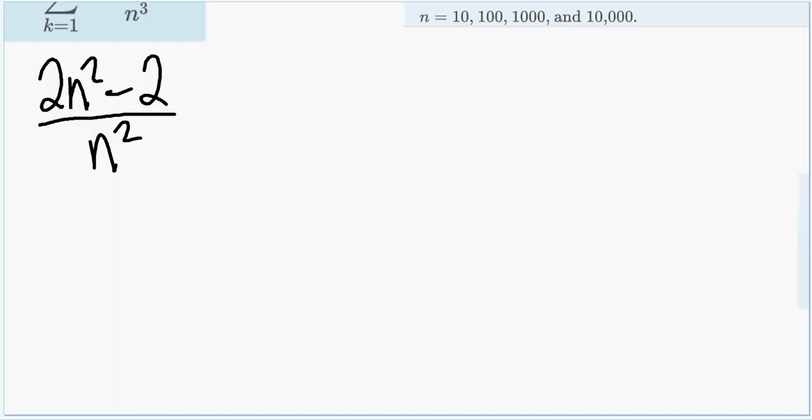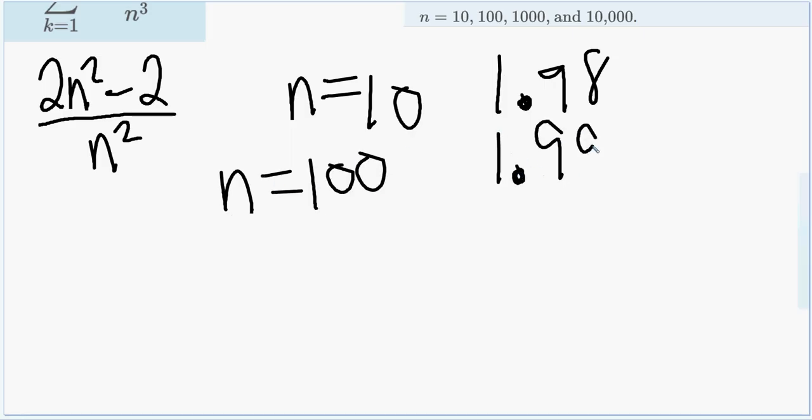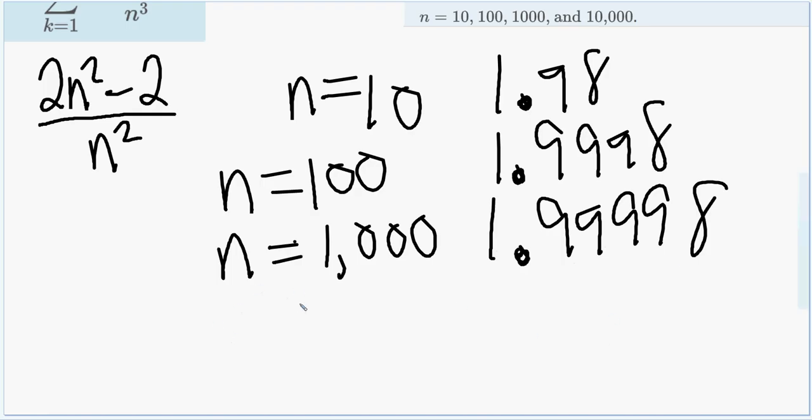And now we would put that in our TI-89 calculator and go to the table. When n is 10, our calculator spits out 1.98. When n goes up to 100, it's 1.9998. When we plug in 1,000, we now get 1.9998 with four 9s and an 8. And then our biggest number is n is 10,000.